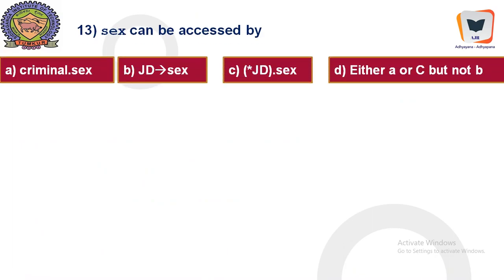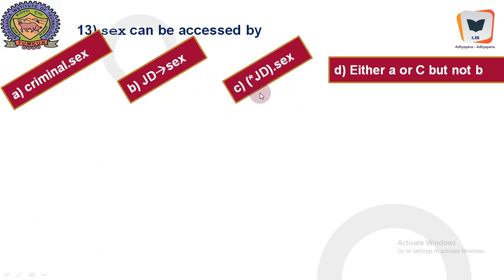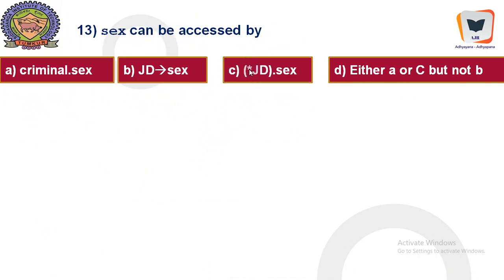Criminal dot sex, or JD arrow sex. Okay, or this one, right? Star JD dot sex: the content of the pointer pointed by JD, the content of the memory location pointed by JD. It is just pointing to the structure criminal. Therefore, this is another way. There are 3 ways of accessing a particular field of a structure.